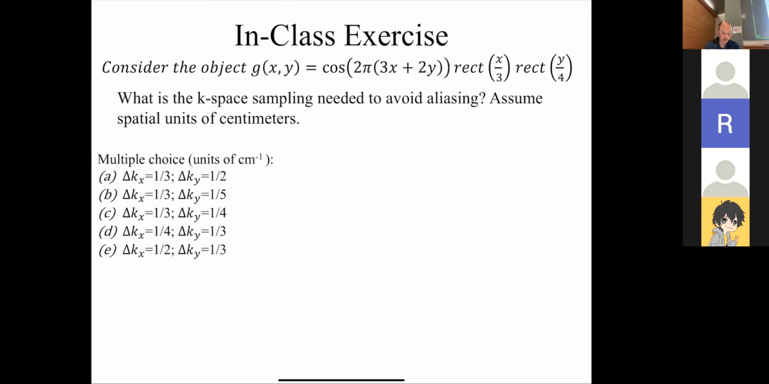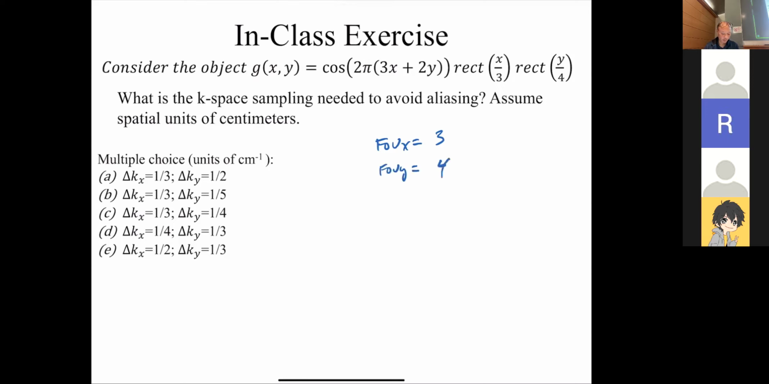Let's go through this together. What is the field of view in the x direction of this object? 3, yes, because it's rect of x over 3. Rect of x over w has a width of w, so that would be the field of view. And similarly, what is the field of view of y equal to?